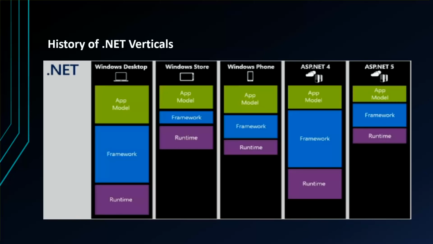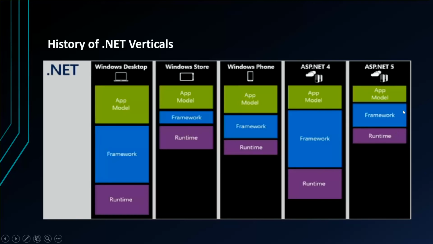If you see the history of .NET verticals, how they changed with respect to app model, framework and runtime. In earlier days, we used to develop different kinds of .NET applications like WinForms and web forms. In WinForms, the app model is very big compared to the recent release of ASP.NET 5. In a Windows desktop app, the app model is very big, the framework is also very big, and the runtime is also a very big library. And if you see the similar things in ASP.NET 5, the web model is very tiny, very small.